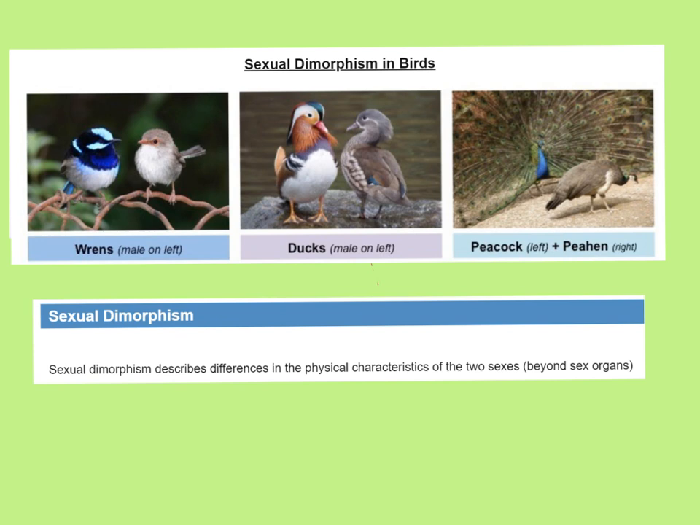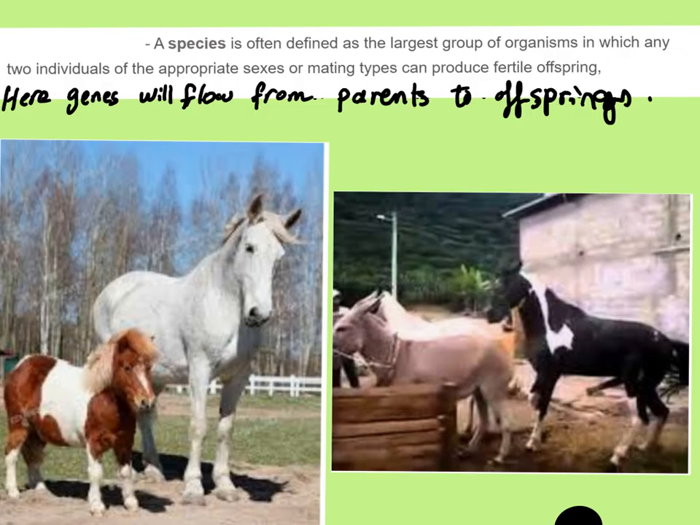Sexual dimorphism, we understood, no need for another question or explanation, right? Sexual dimorphism, can you see, may you read the definition, Tala? Read it loud. A species is defined as the largest group of organisms in which any two individuals can interbreed and produce fertile offspring.